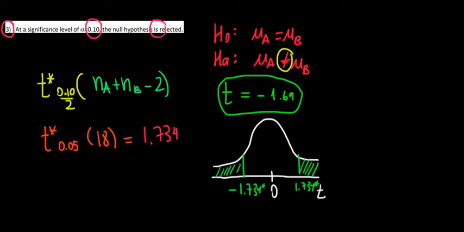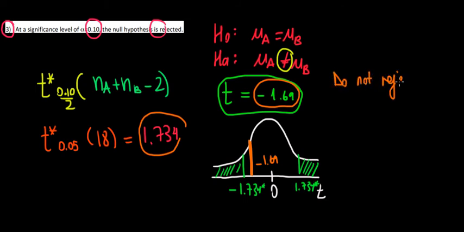Now the value that we observed, that we calculated, is minus 1.69. It's somewhere over here, so it's bigger than minus 1.734. Visually, we can see we're not in the rejection region, meaning that we do not reject the null hypothesis. We do not reject H0, so we don't have enough evidence that the means differ. And we would say, simpler, that the means don't differ significantly between the groups.